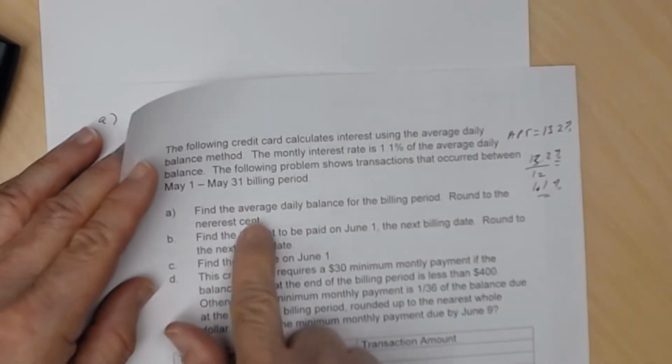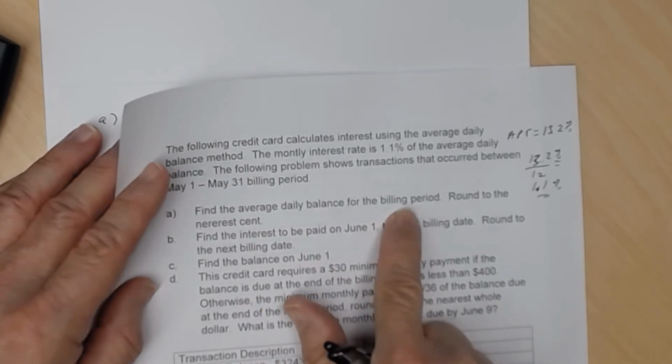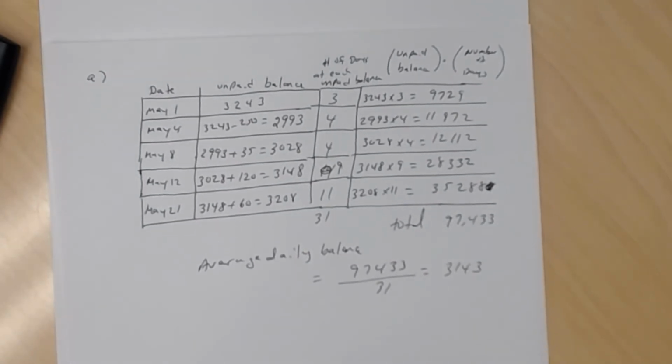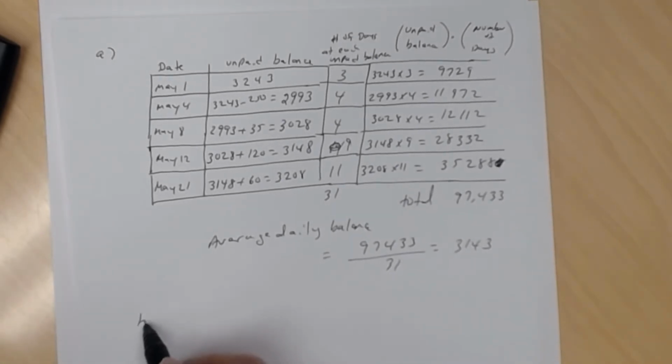All right, so that was part A: find the average daily balance for the billing period and then round to the nearest cent. Well, there wasn't any decimal involved here, so I just left it like that. All right, part A done. Now let's talk about part B.